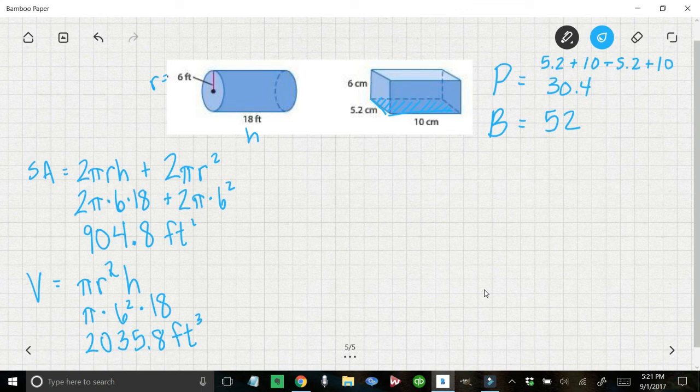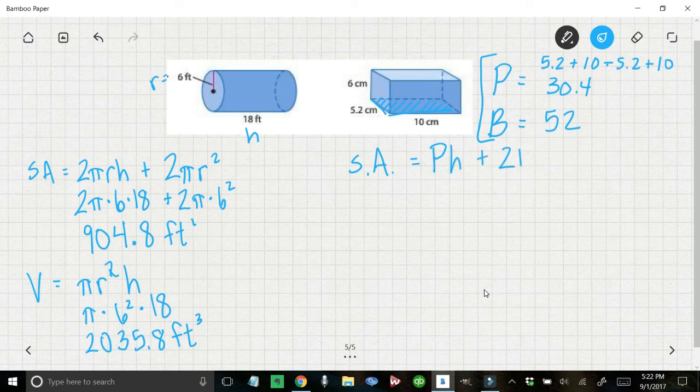And if you do this work up front and you just have these numbers written out, it's going to make plugging these numbers into the formula a whole lot easier. So you're not having to go through and remember, oh yeah, what does P stand for? What does B stand for? If you just do that work up front.